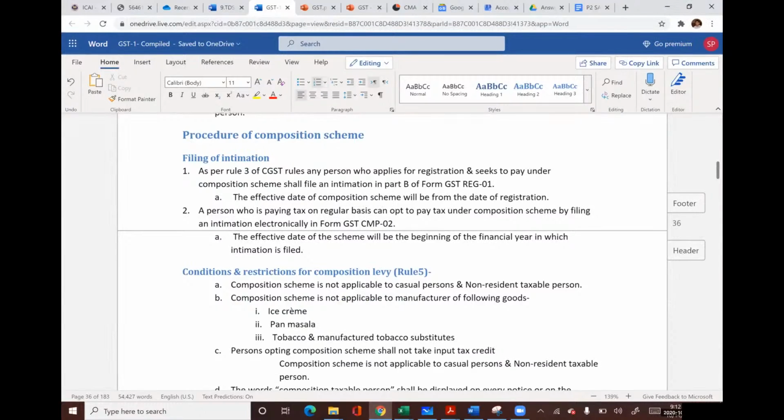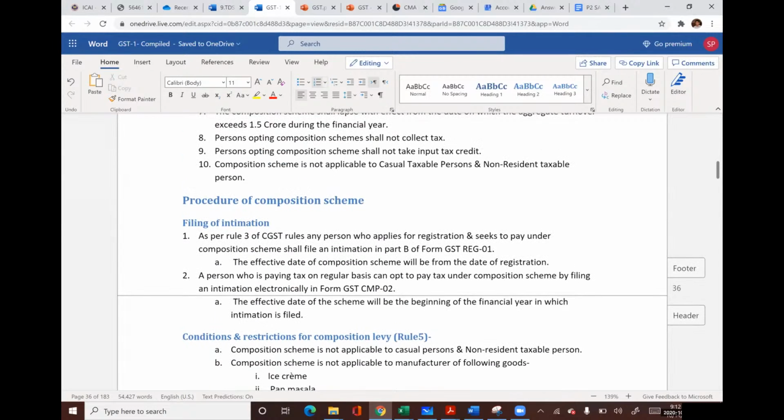Composition scheme is not applicable to casual taxable person and non-resident taxable person. Right. Who is a casual taxable person? Sai, can you tell us? Sorry, sir. Manisha, any idea? No, sir. Okay. Just imagine, okay?